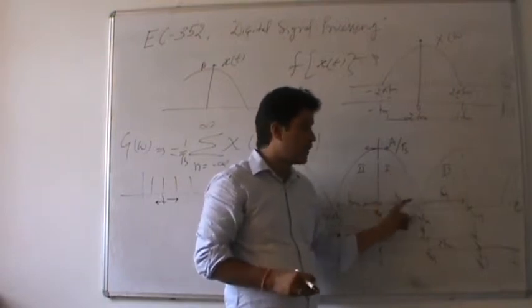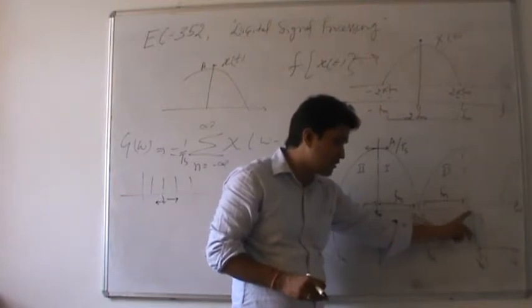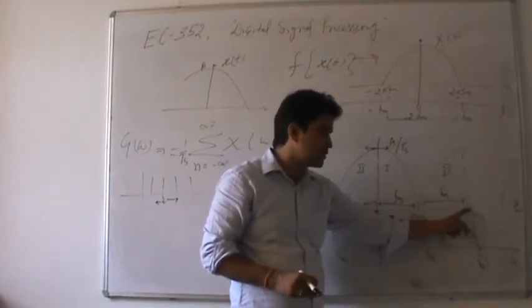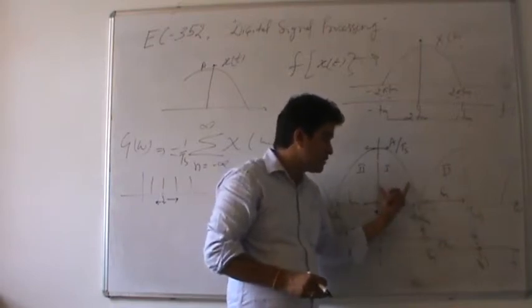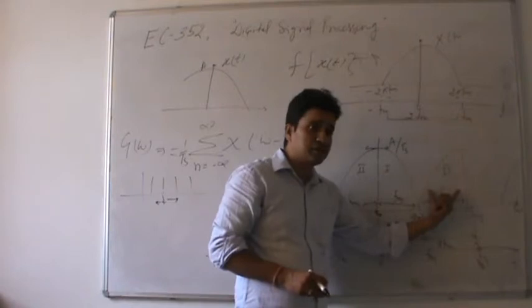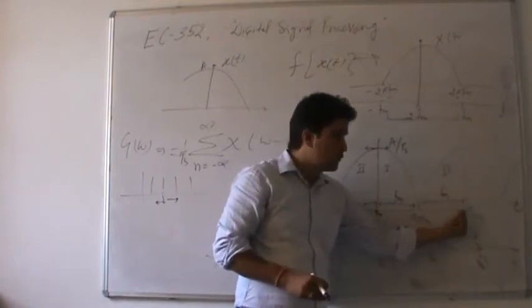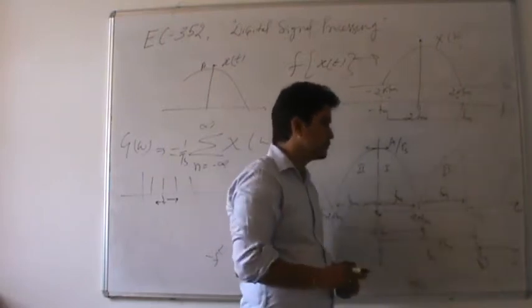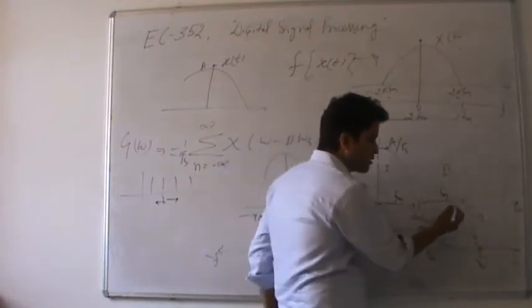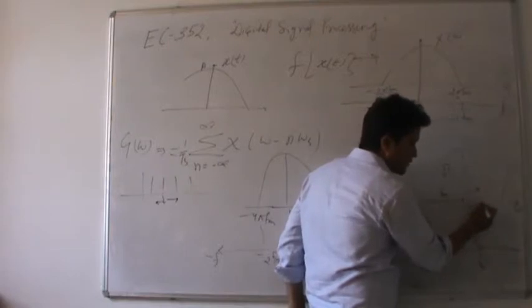What I mean to say is, if fs is up to this point, if the value of sampling frequency is this point value, then what will happen? We are able to get the complete signal, or the complete part of the spectrum of the original signal. If you move this signal further outward, what will happen? Everything is alright. If you are moving from here to that side, if your fs is somewhere here, what will happen?